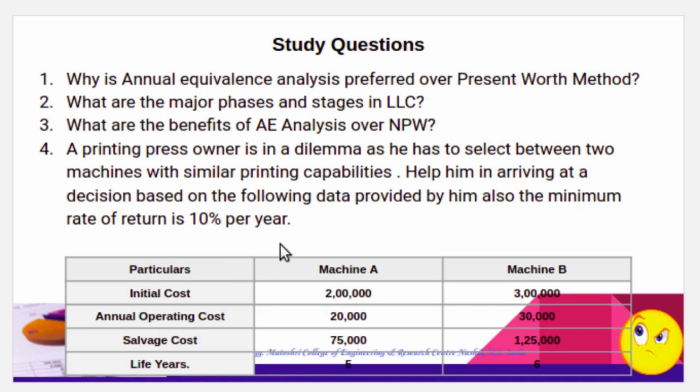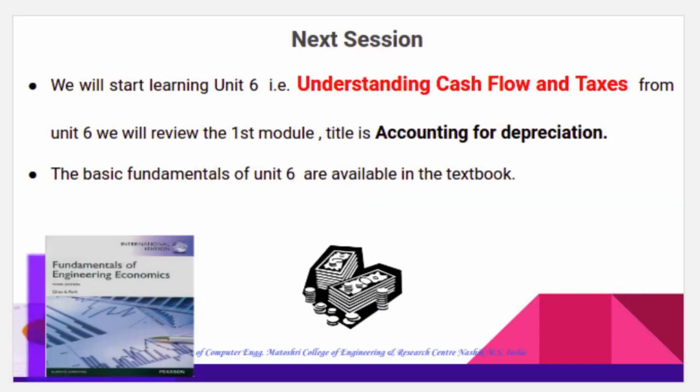So next, we will start learning Unit 6, that is, understanding cash flow and taxes. From Unit 6, we will review the first module, that is, accounting for depreciation. The basic fundamentals of Unit 6 are available in this textbook. You can go through this textbook for a better understanding of the next unit.